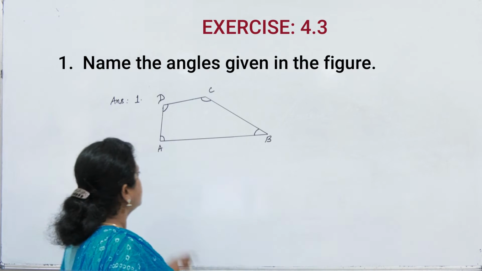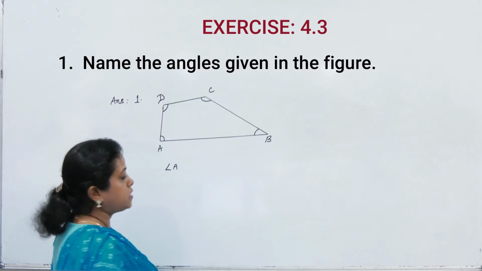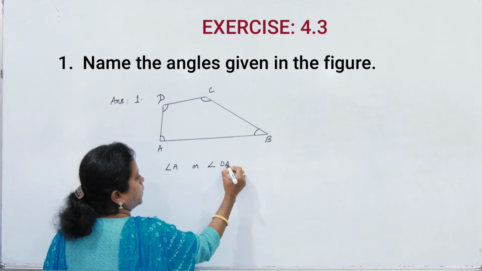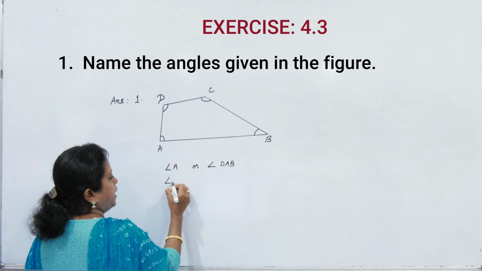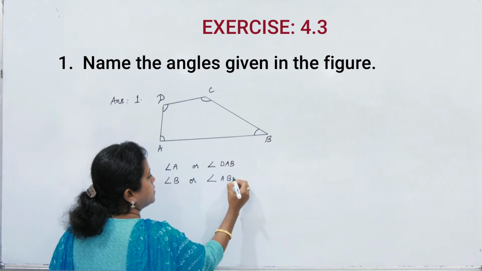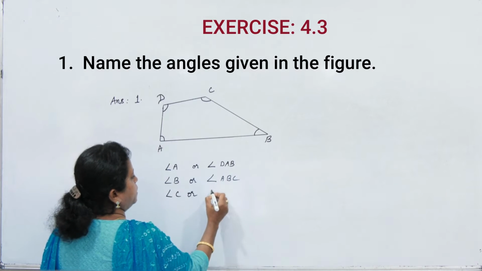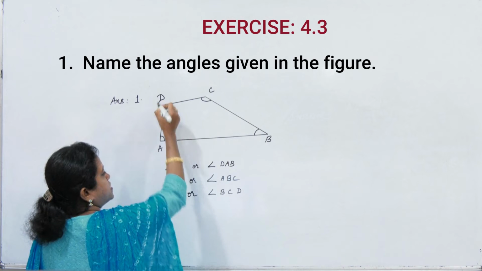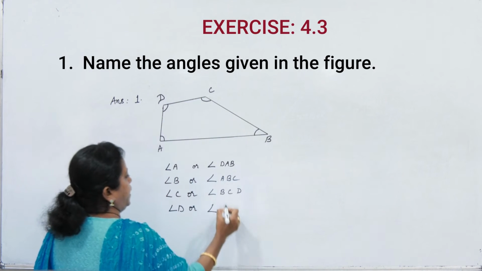So we will name the angles starting from here. This can be named as angle A, either by using the vertex, or another way can be angle DAB, or even you can write BAD, that is the same. The second angle can be angle B, or it can be named as angle ABC. This angle is angle C, or it can be named as angle BCD. This angle is angle D, or it can be named as angle CDA.